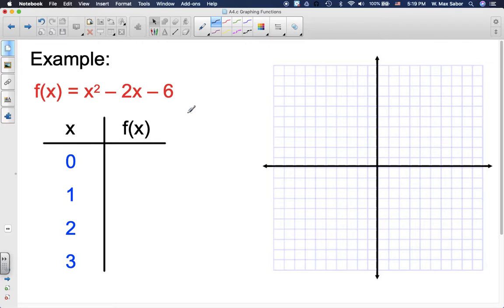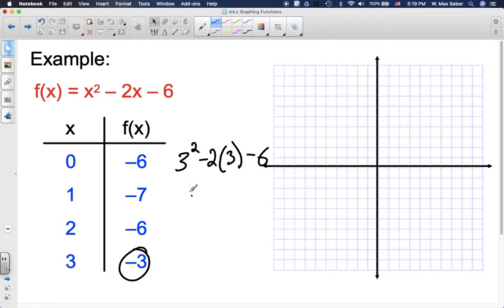Now, if we plug in 0 first, we'll get 0 squared minus 2 times 0 minus 6, which is 0 minus 0 minus 6, and that's going to be negative 6. So negative 6 will go here. You repeat this for each of these, and you'll get a table. So you plug in the various numbers into this function, and you'll get those values for a table. If you're curious how I got this, it's 3 squared minus 2 times 3 minus 6. This is 9 minus 6 minus 6, which is 3 minus 6, which is negative 3.